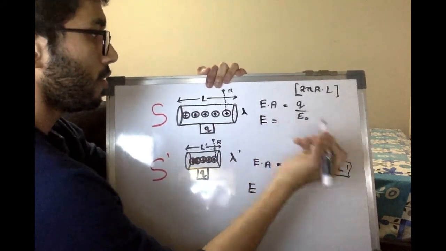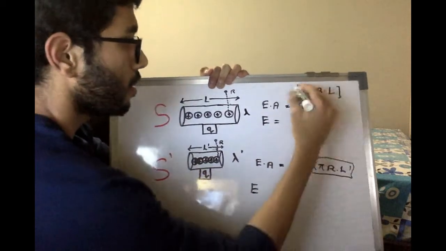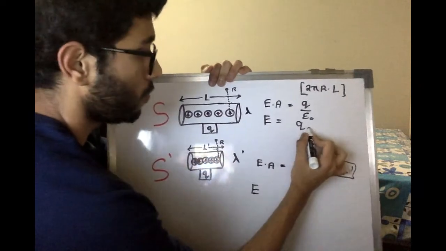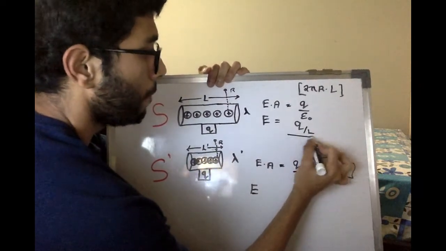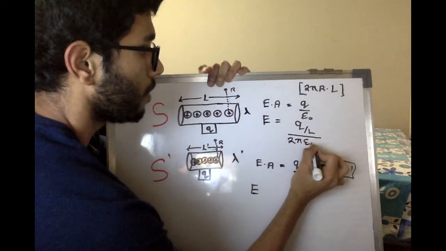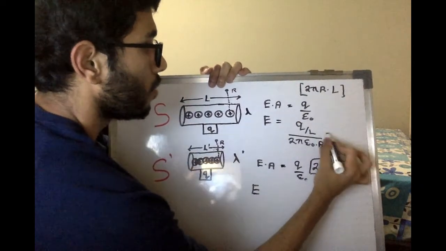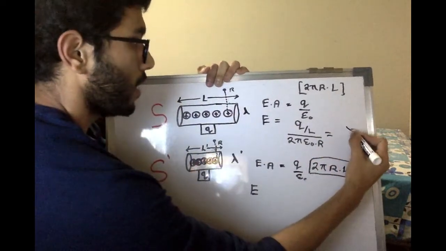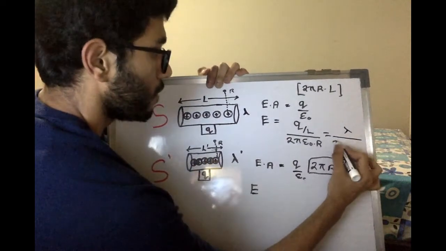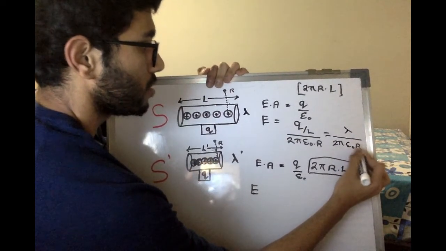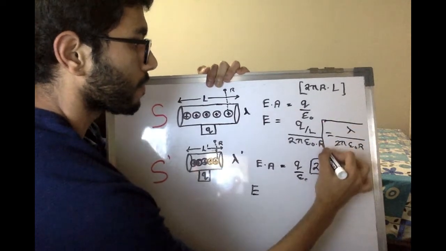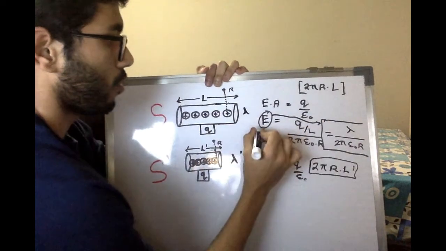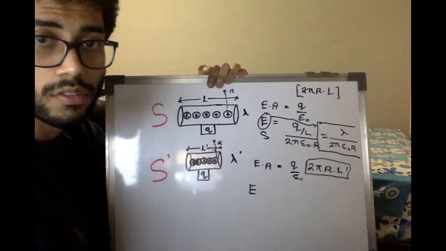E will be equal to Q, and I'm just taking the area down. To understand better, I will write Q over L over 2 pi epsilon naught times r, where we have Q over L as lambda. So I can also write the electric field as lambda over 2 pi epsilon naught times r. So this is our electric field for the S frame of reference.